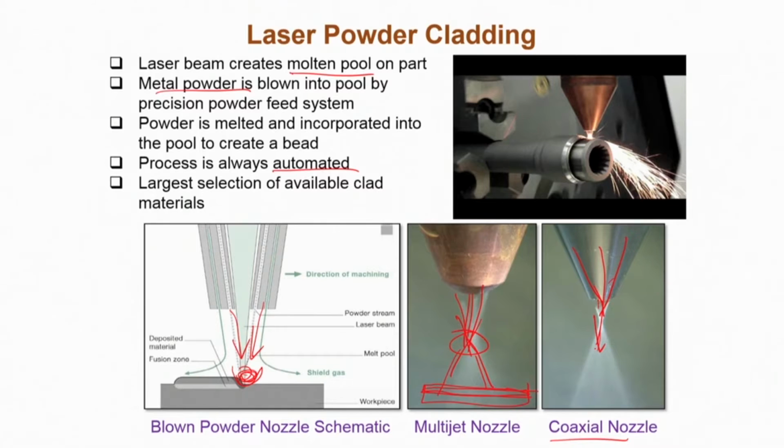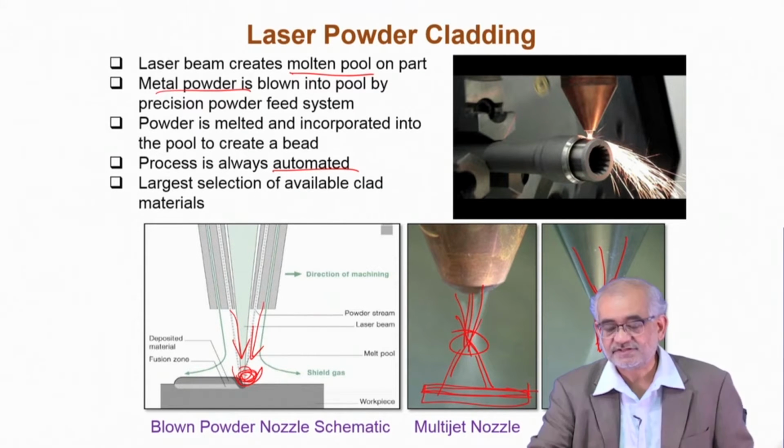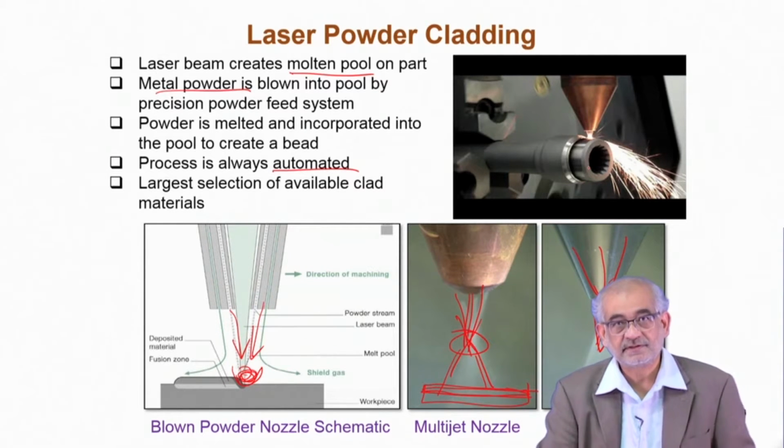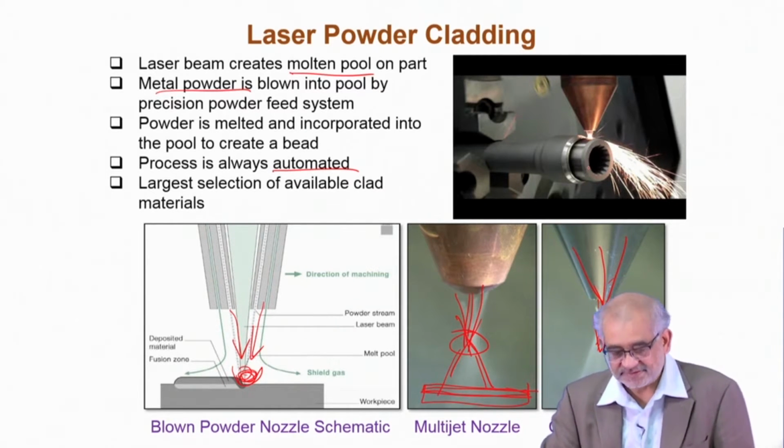In both cases, I can have multi-jet or a coaxial single jet. In all the processes, I can apply this on a flat piece, on a rectangular or a square piece, or on a circular section through some amount of rotation and translation both. So I can treat the outer surface, or through some reflective mechanisms I can treat even the inner surface. So all these possibilities exist.